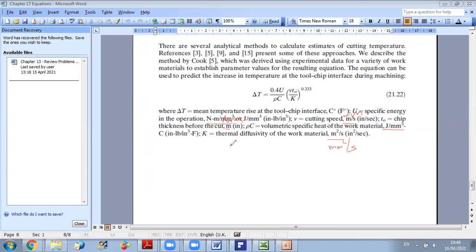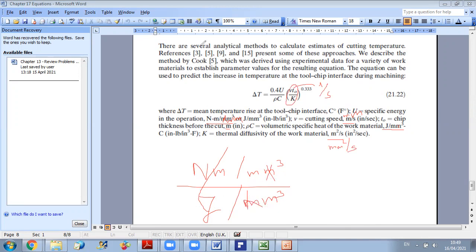Because at the end, with the units given here, V T0 over K should be in 1 over second, and for U over rho C, you have U as Newton meter over millimeter cube and rho C as joule per millimeter cube. So as you can see, the units should simplify. Here, Newton meter and joule will simplify, and millimeter cube will simplify. If you choose to work with U in Newton meter per meter cube, rho C should also be in joule per meter cube.